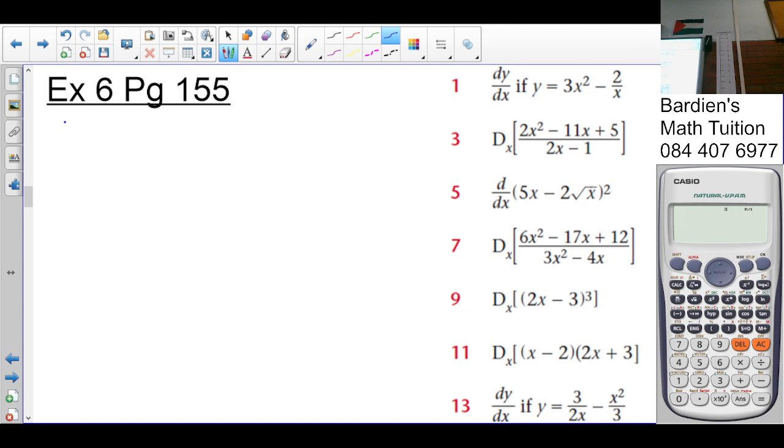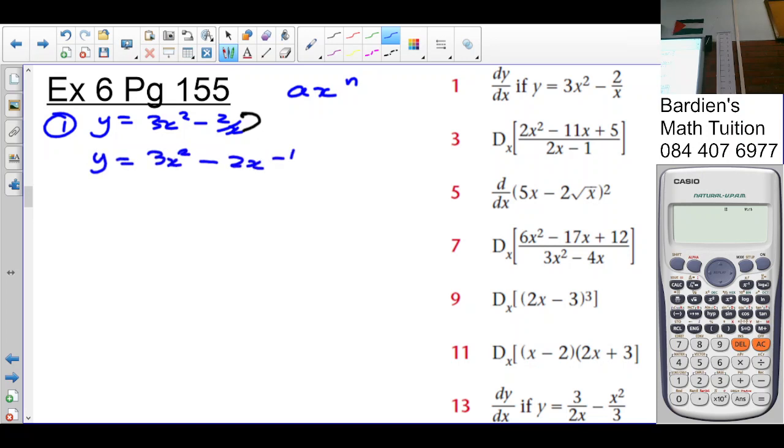First things first. Number 1 is find the derivative if y is equal to 3x squared minus 2 over x. Can I apply the derivative as it stands there? No, it must be in the form of ax to the exponent n. So what does that mean? I must take x up. Not so. So that will be y is equal to 3x squared minus 2x to the minus 1. Can I apply the derivative now? Yes. So this would be what?